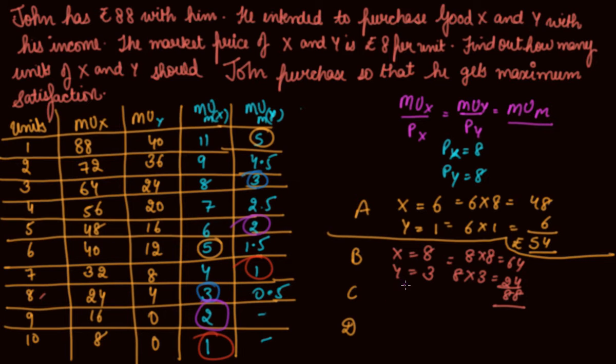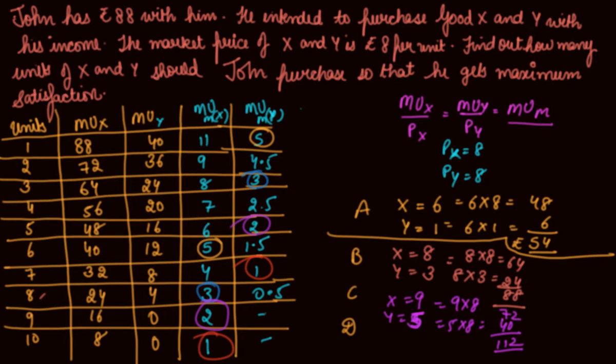Now at combination C, you have 2 and 2. So MUM is equal, with 9 units of X and, sorry, 5 units of Y. So you have 9 into 8, 5 into 8. 5 eights are 40 and 9 into 8 is 72. So you have 112.